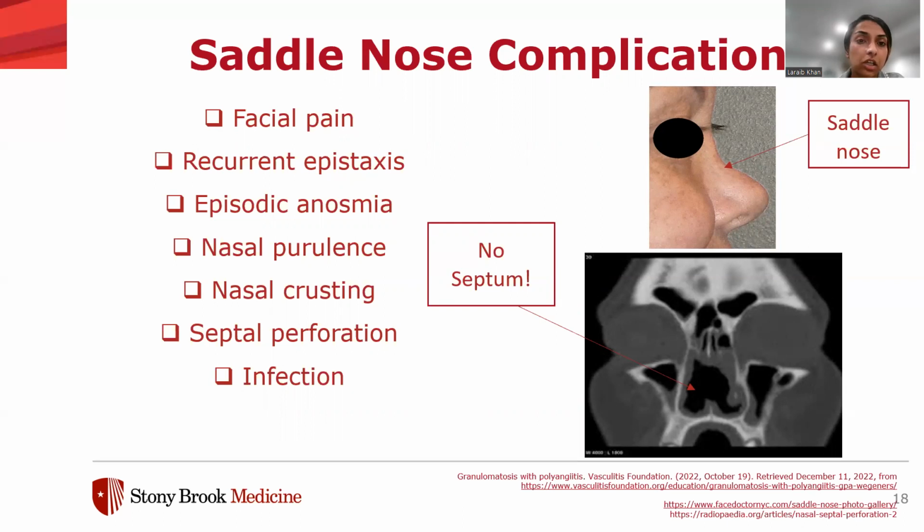Some complications of saddle nose, notably, is infection, because if you have septum erosion or septum necrosis and don't have a septum anymore, that's serious because you're at an increased risk of infection. Our septum helps to warm the air that we breathe and filter the air from pathogens. So if you don't have a septum anymore, that will lead to increased infection, and you may have some sort of infection in your nose.